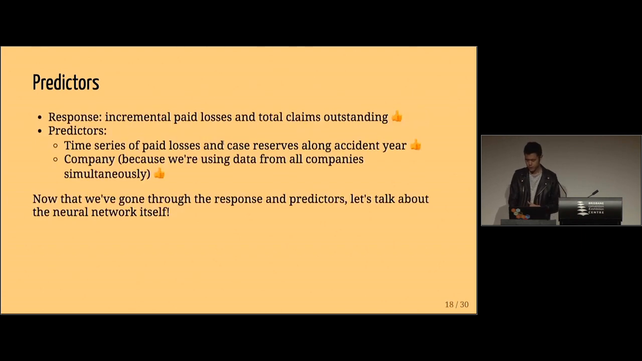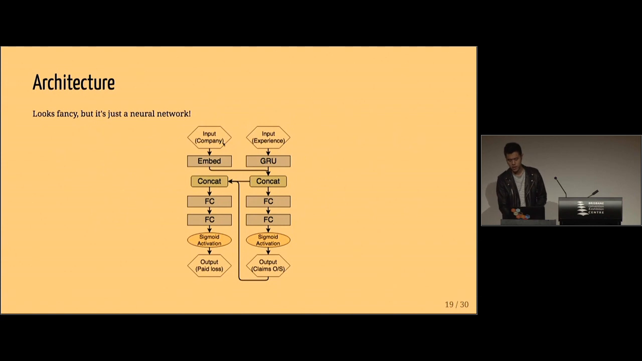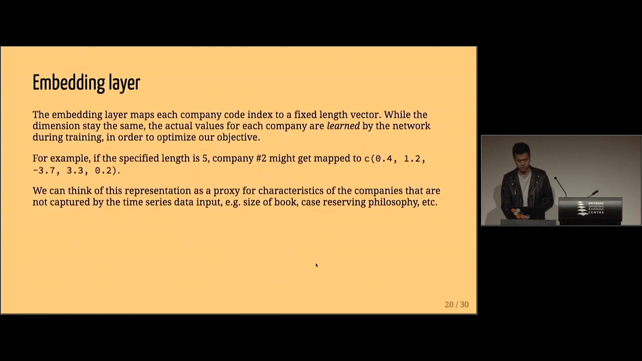So now that we've gone through the response and predictors, we can talk about the neural network itself. This looks kind of fancy, but you can think of each of these boxes as just some sort of transformation. The takeaway here really is that you can input heterogeneous data into a neural net. Here we have some time series data, and then we have a categorical variable. And we can also have multiple outputs and optimize our network simultaneously.